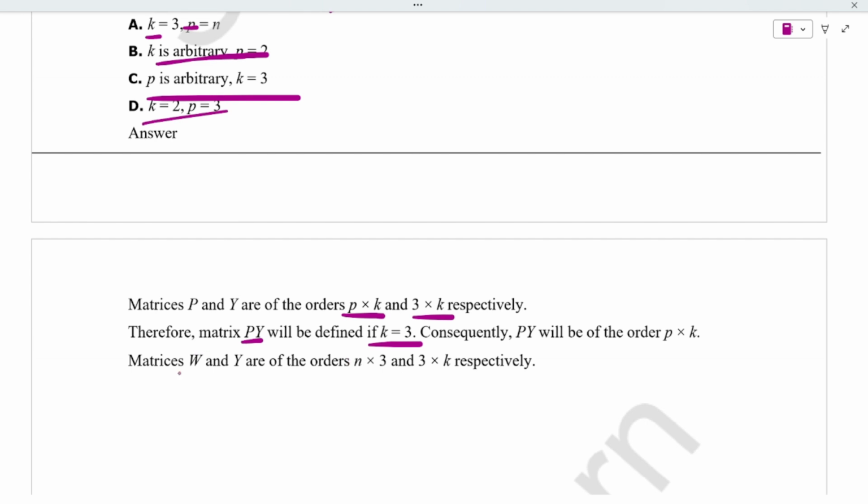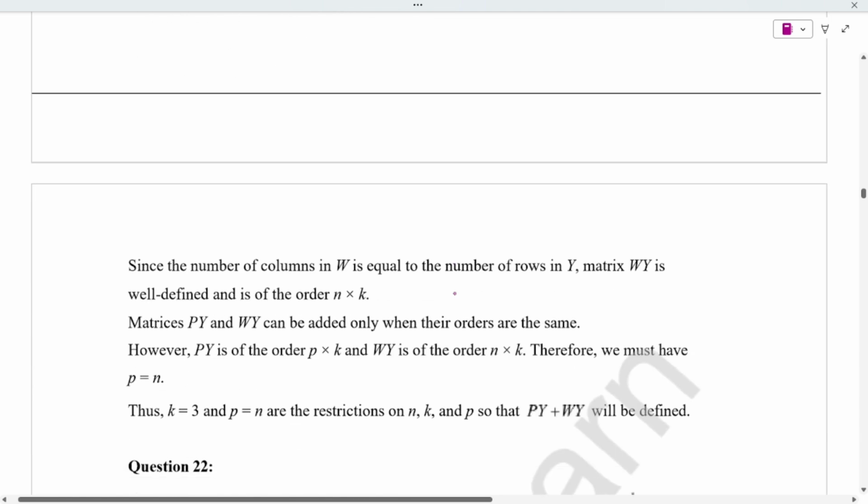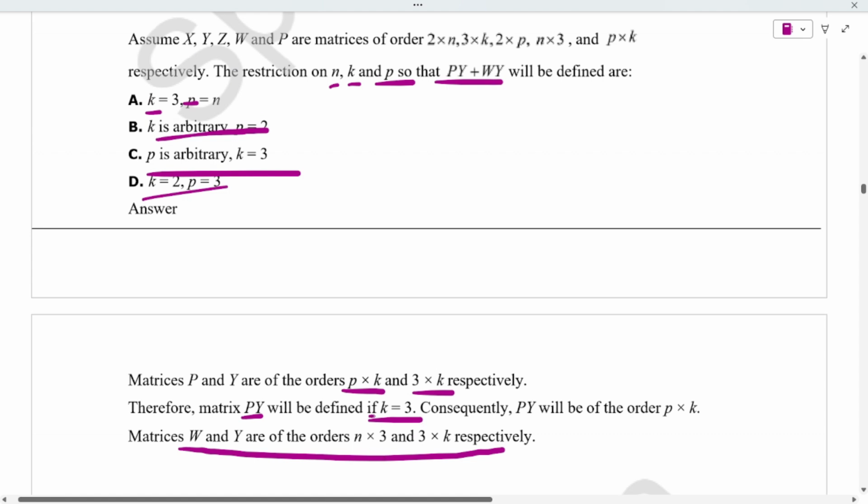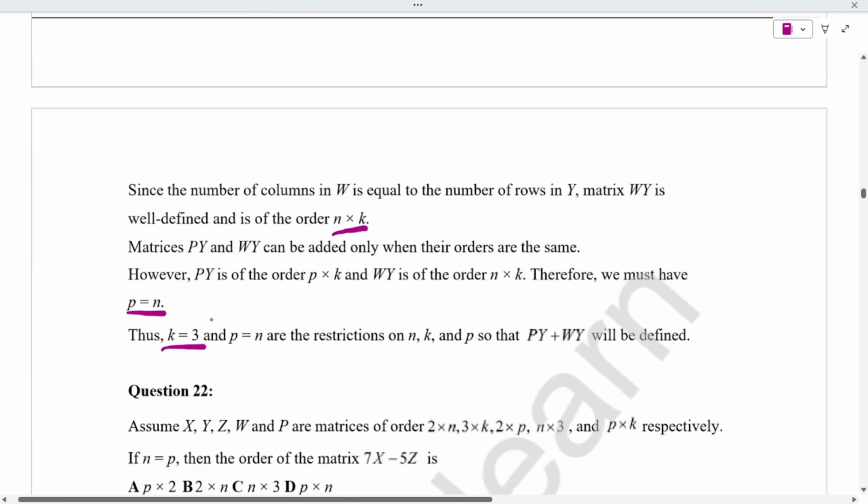Now the order of W and Y will be N into 3 and 3 into K, and if you see it is of order N into K and P is equal to N, means K is equal to 3 here we got, right? Here K is equal to 3 and P is equal to N. Those are the restrictions and that will be defined.